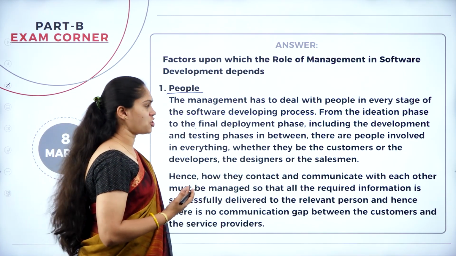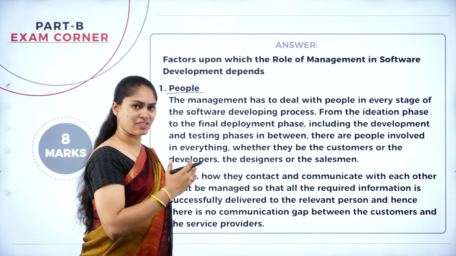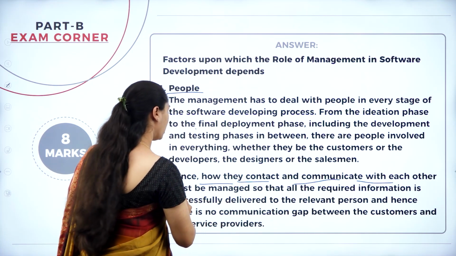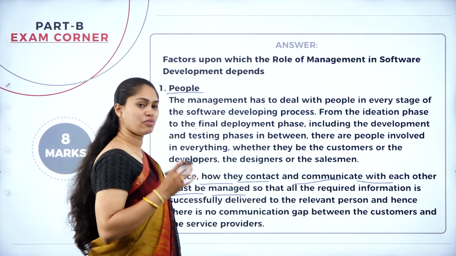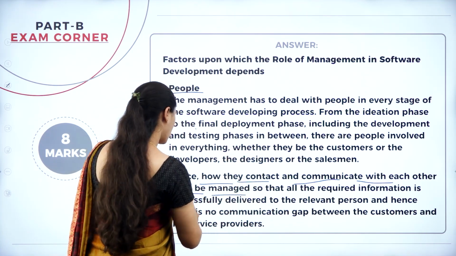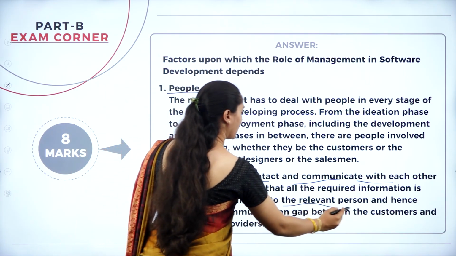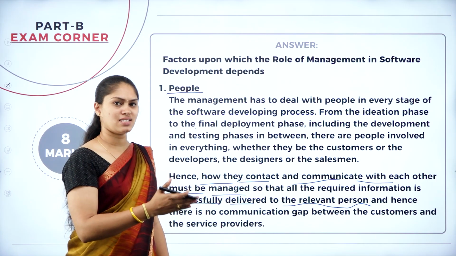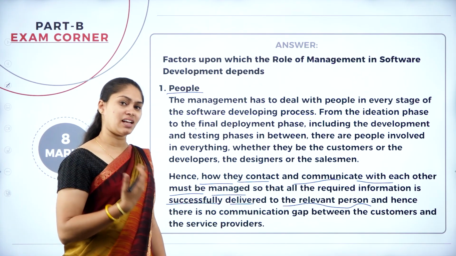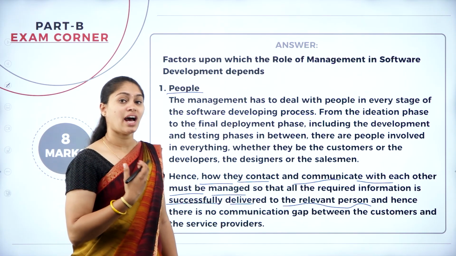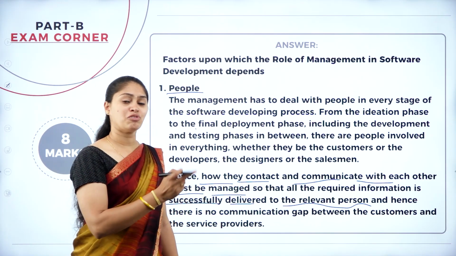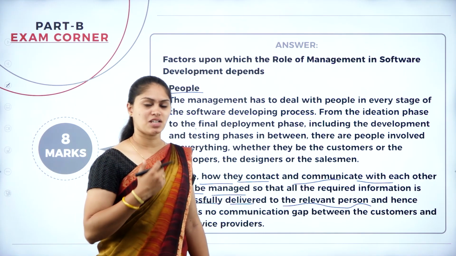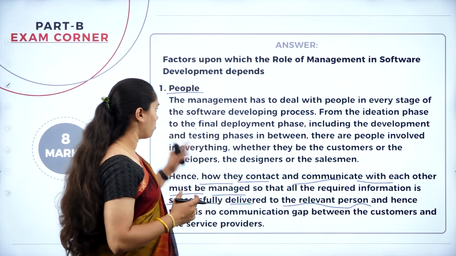In this role of management with respect to the people, how they are going to contact and communicate with each other must be managed, so that the information is successfully delivered to the relevant person. For example, if there is no communication between the analyst and designer, designing can't happen. Even the analyst is not able to analyze the requirement of a customer if there is no communication between the user as well as the analyst. So people will play an important role.